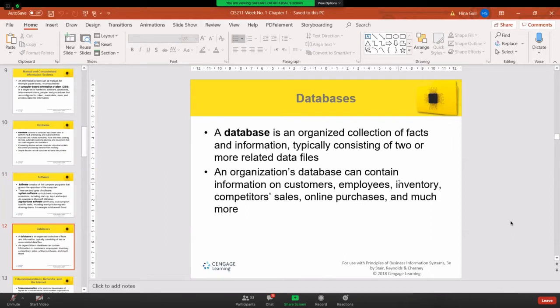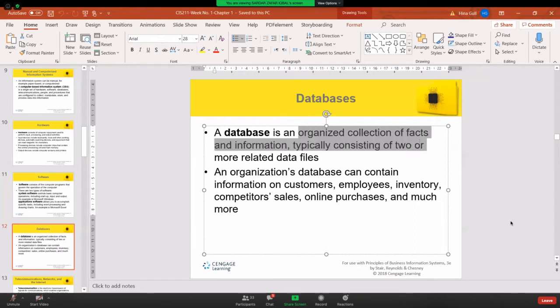So next is databases. A database is an organized collection of facts and information, typically consisting of two or more related data files. An organization database can contain information on customers, employees, inventory, competitors, sales, online purchases, and much more. So let's focus on the definition. Try to find the keywords in this definition. A database is an organized collection of facts. Okay, it means it's organized information.